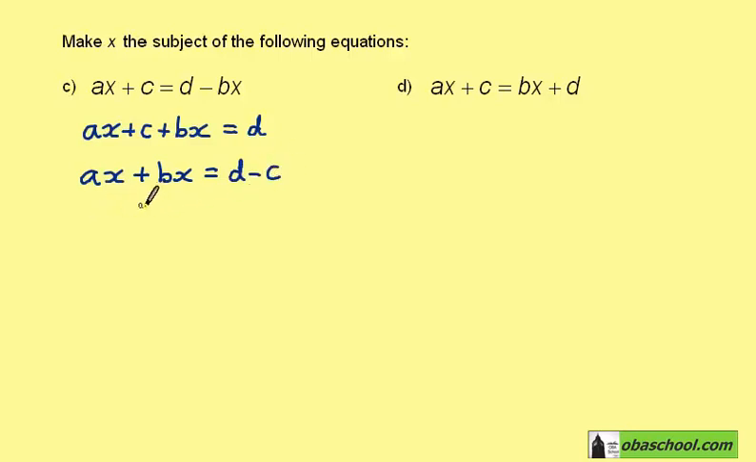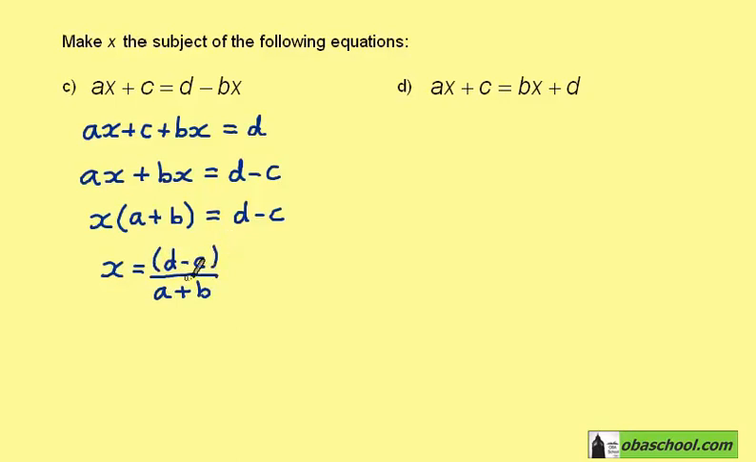On the left we have a common factor of x. Take out the x and open a bracket. Into the bracket goes a plus b. We have d minus c on the right. Divide both sides by the bracket, and we have x is equal to d minus c over a plus b. It's okay to leave it here, but often I write brackets just to make it clear.